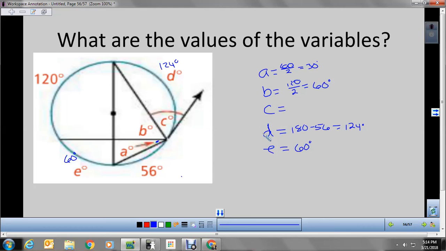And then we come down to C. C opens up to arc D, which we found to be 124. So we will take 124 divided by 2, and that gives us the measure of 62 degrees. So we get A is 30, B is 60, C is 62, and D is 124, and E is 60. So make sure that, if possible, you fill in all the measures of the outside before you start filling in the inside measures in any of these problems. That concludes lesson 12.3, Inscribed Angles.